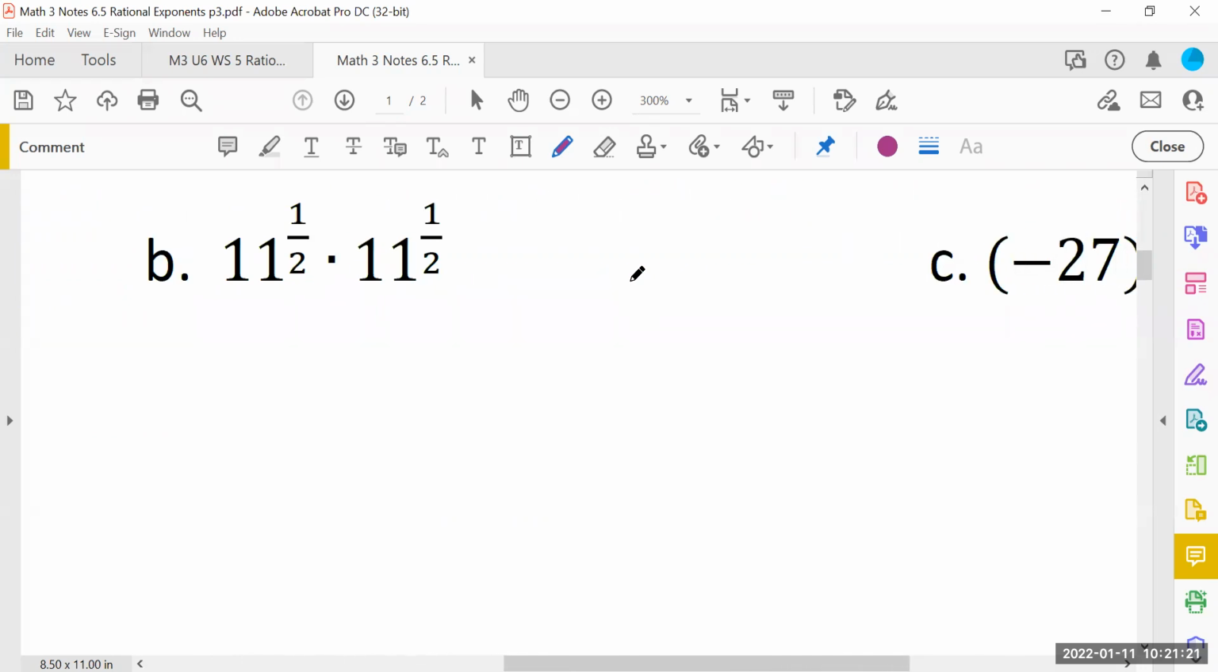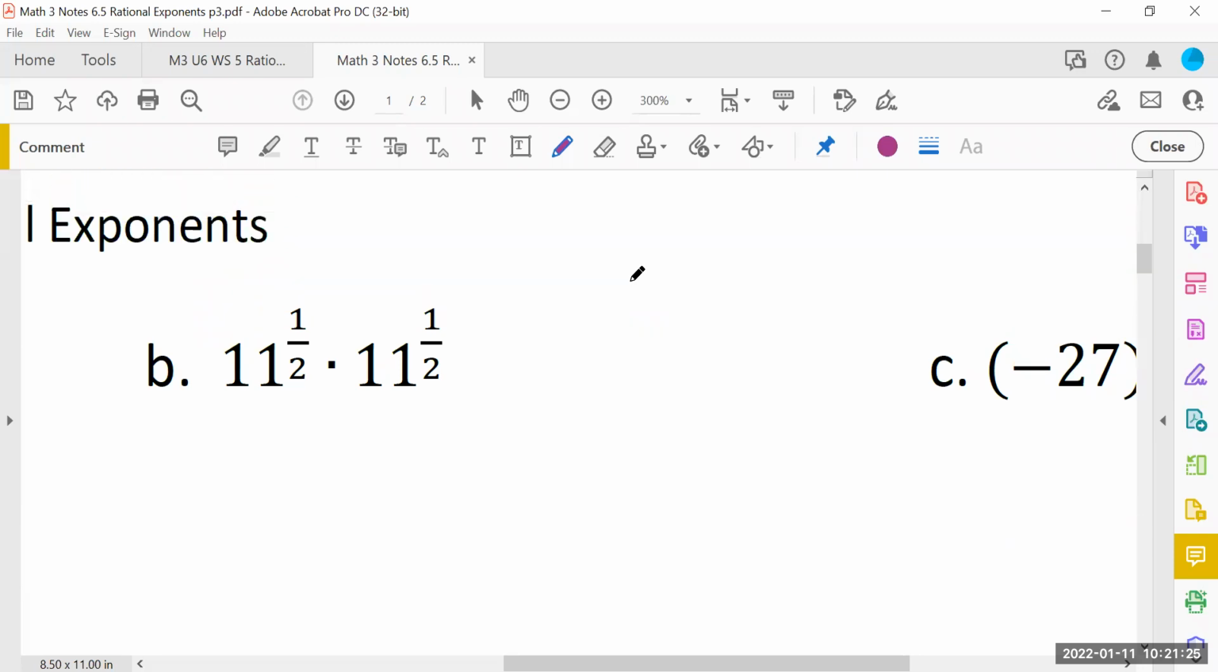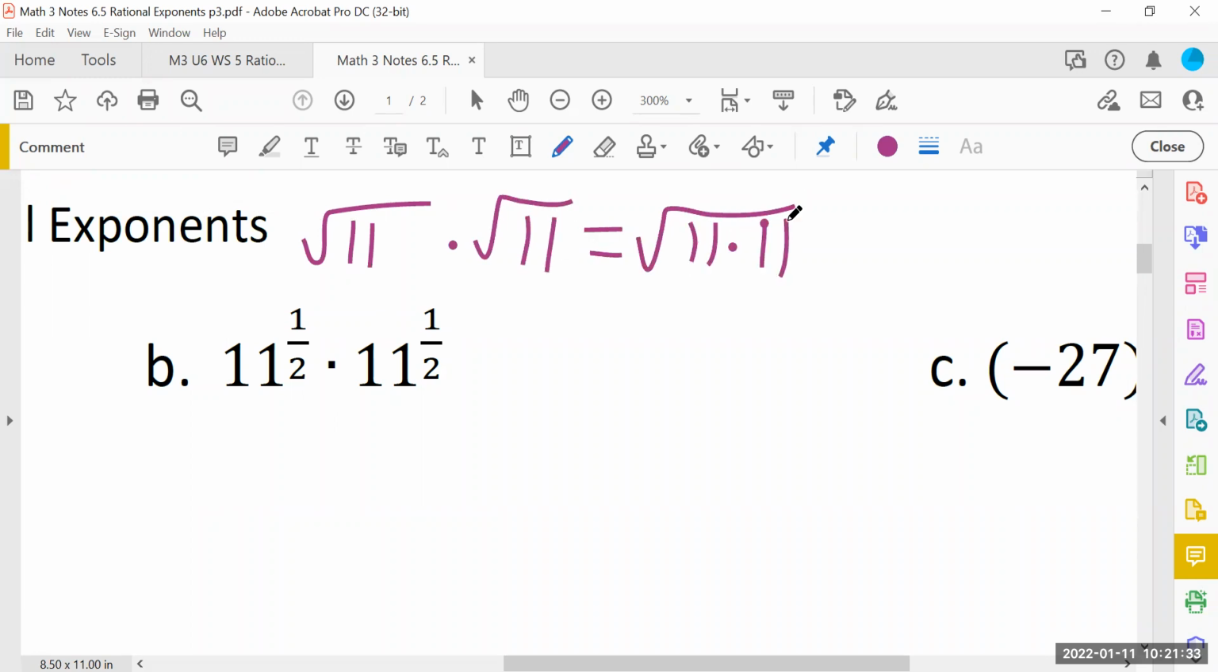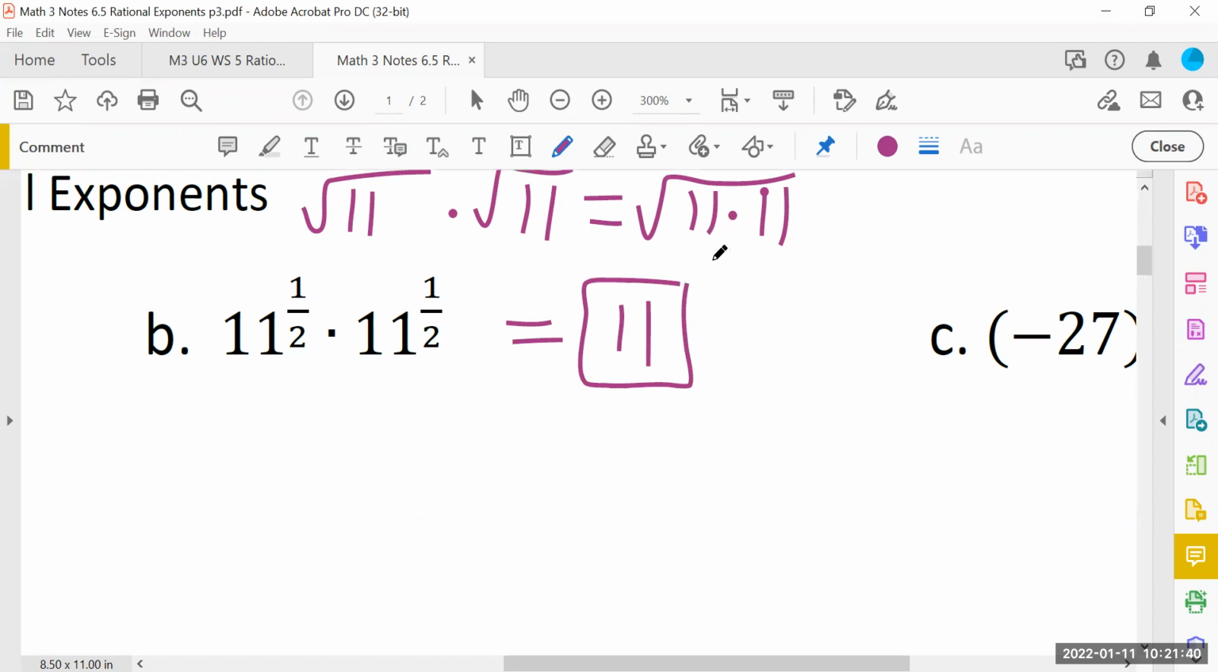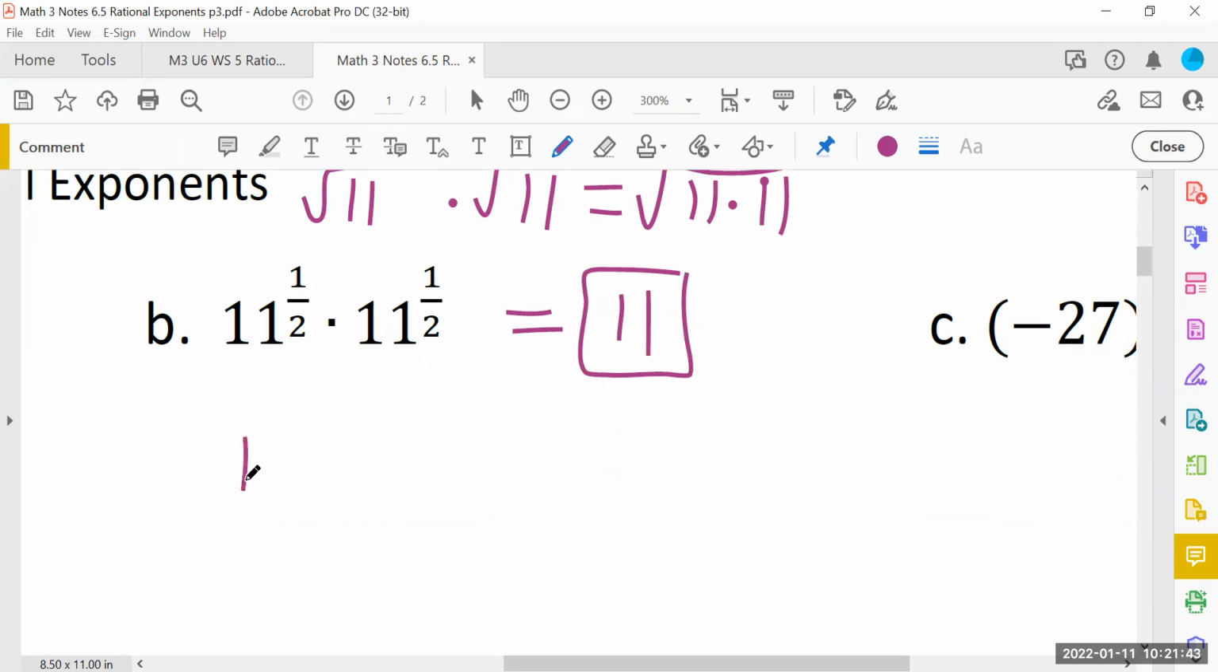Likewise, 11 to the 1/2 times 11 to the 1/2. This is literally saying the square root of 11 times the square root of 11. Square root of 11 times 11, right? I have a pair of 11s. This should equal 11. Why does it equal 11? Because if I do the exponent rules, 1/2 plus 1/2. What's 1/2 plus 1/2? 1. This is 11 to the first power.